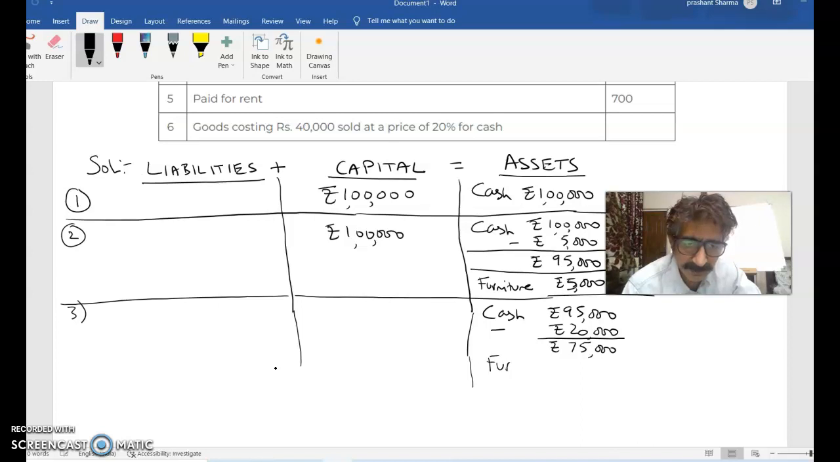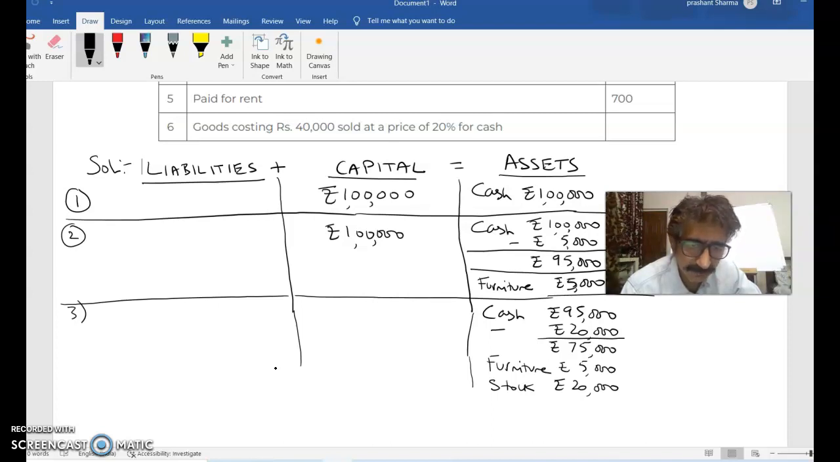Furniture, I'm copying as it is from the previous one, which is 5,000, children. But a new asset by the name of stock we'll have to write. Stock of goods, actually, I want to say. Stock of 20,000. You will not write goods, you will write stock. So on the asset side, 20,000 has been deducted from cash, but stock has been added. A new asset, stock, 20,000.